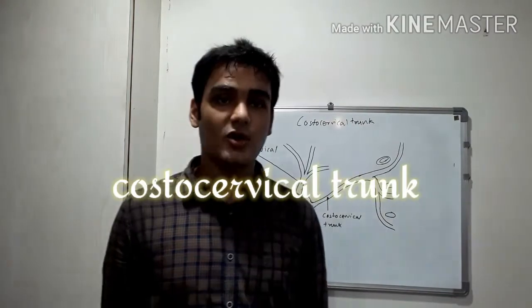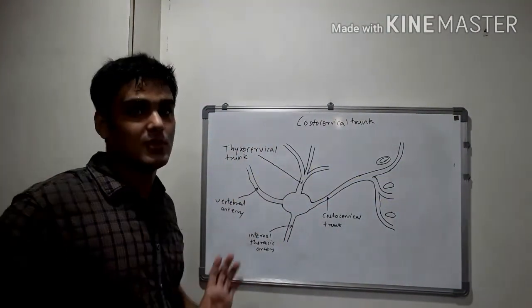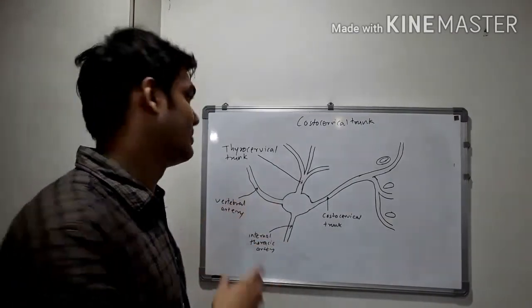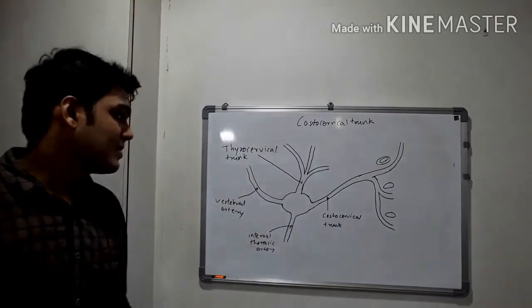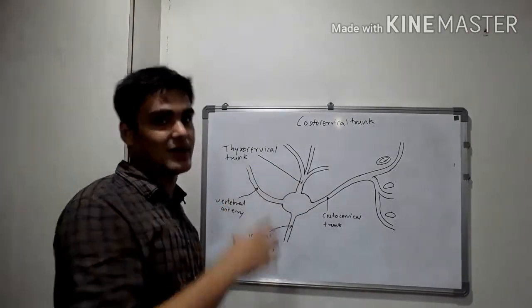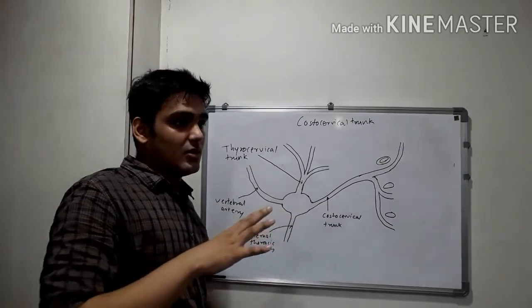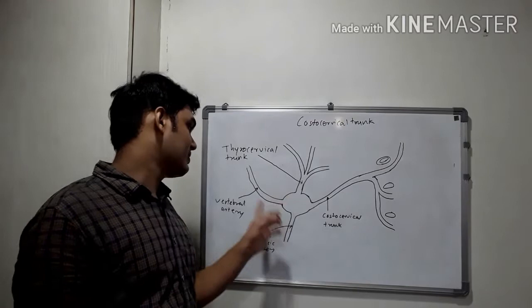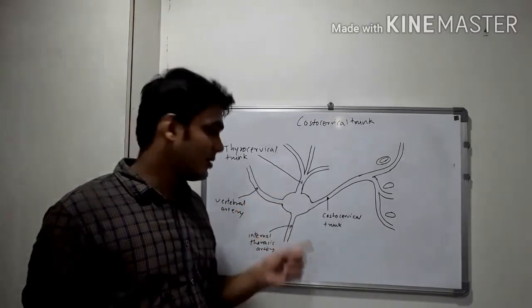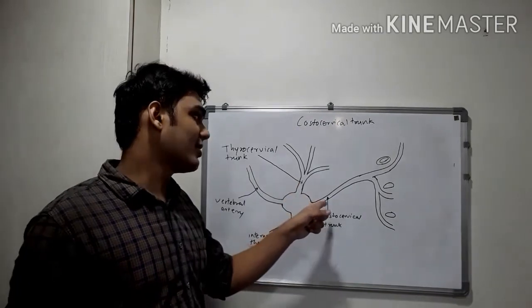So now we shall discuss the costocervical trunk. And before that, let's first understand this diagram. This is just a schematic representation. The first part of subclavian artery has been cut from front, and actually these branches arise from different levels, but they are shown like they arise from the same level just for understanding, just to make the concept. So these are the 4 branches. Here's the vertebral artery, here's the internal thoracic artery, here's the thyrocervical trunk, and here is our costocervical.